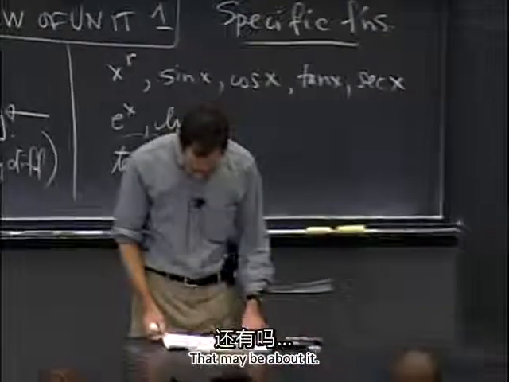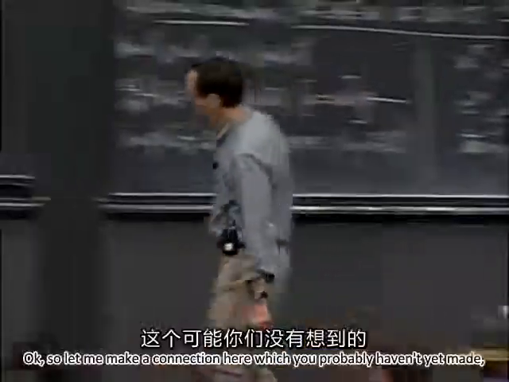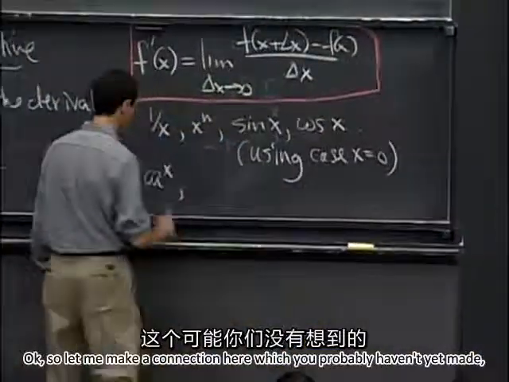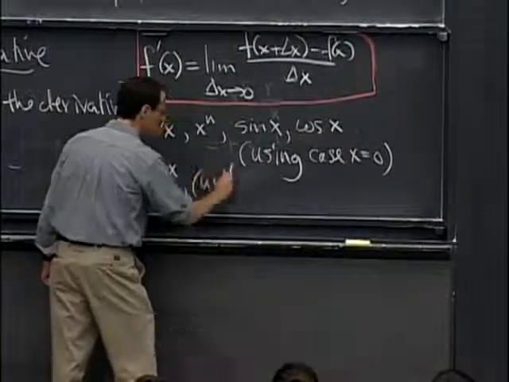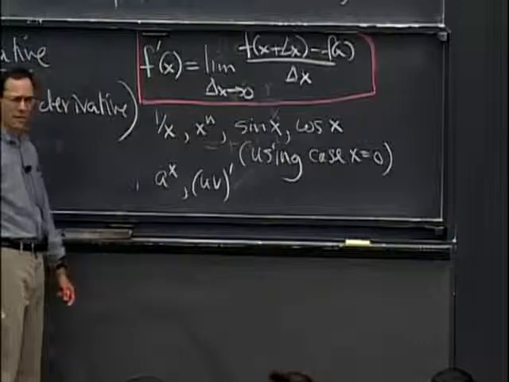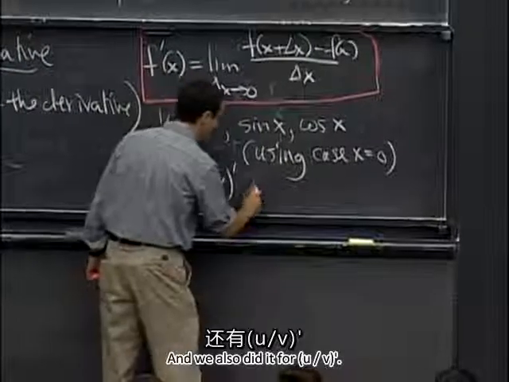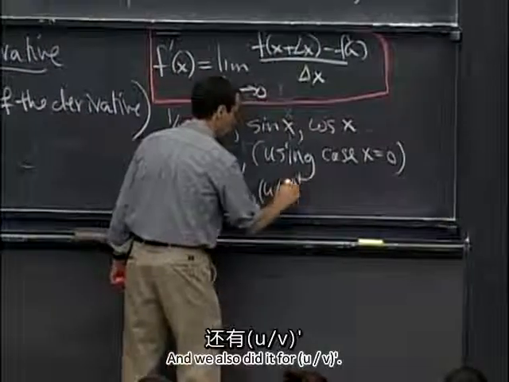That may be about it. Yeah, no, it isn't. Okay, so let me make a connection here, which you probably haven't yet made, which is that we did it for the derivative of uv, and we also did it for the derivative of u over v.